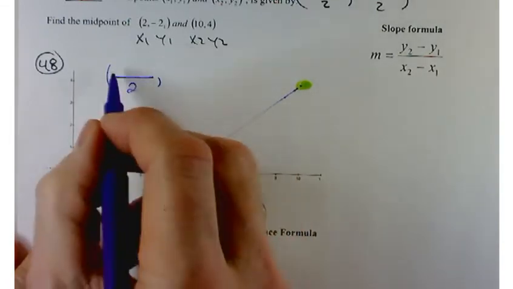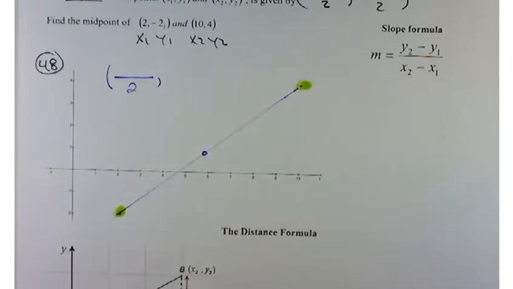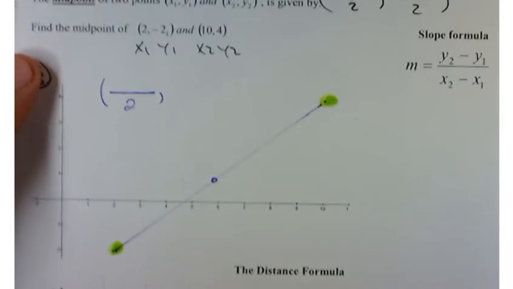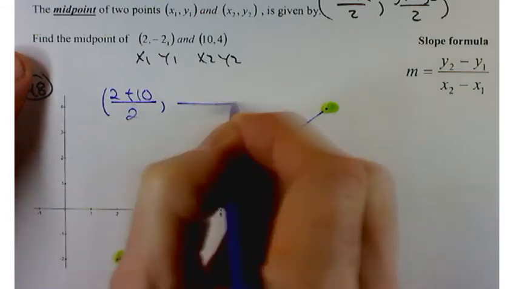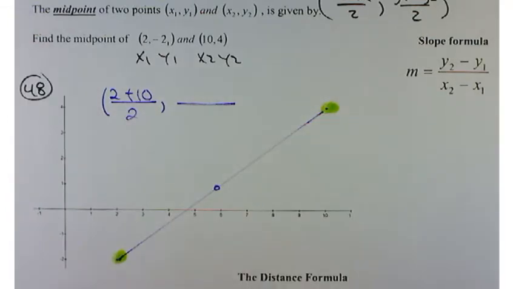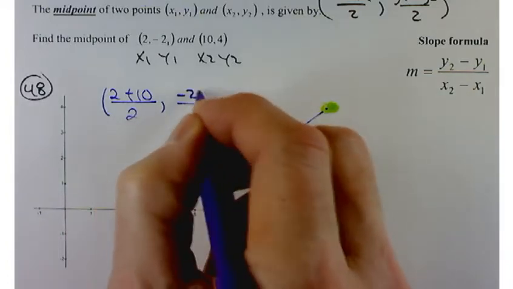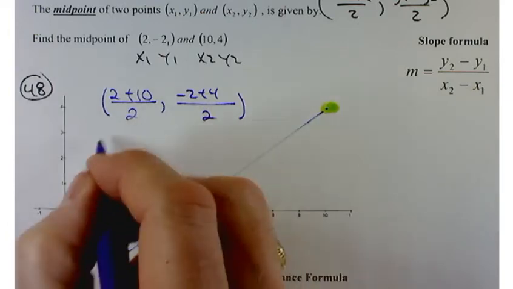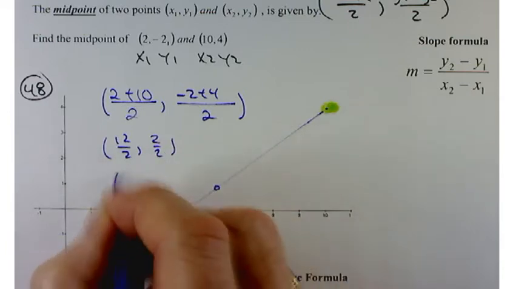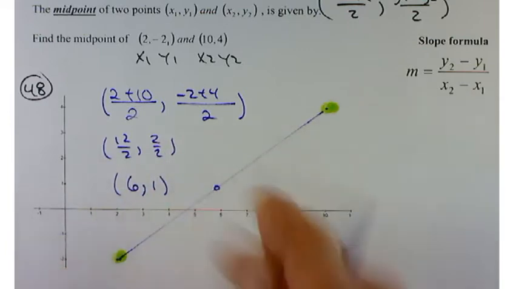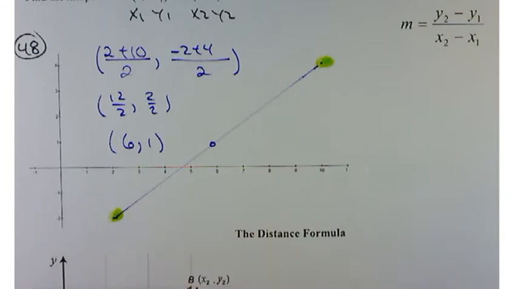So what 2 things am I going to add in the x position? What numbers do I need to put in? Thank you, 2 and 10. So 2 plus 10. Someone else for the y position. What am I going to plug in there? Thank you, negative 2 plus 4. So that gives me 12 over 2 and 2 over 2. I do want you to simplify that down. We end up with 6 and 1 for the coordinates of our center, and that makes sense.